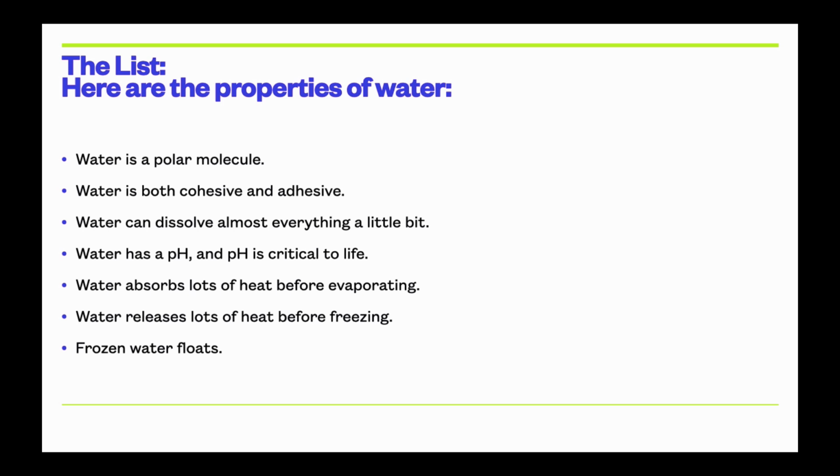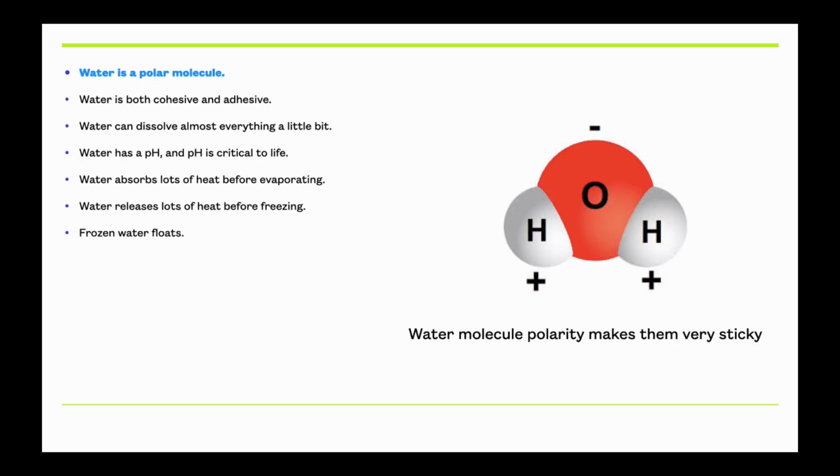Okay, let's take each of these one by one and use some pictures and some interactions here to illustrate what each of these properties means. Okay, first of all, water is a polar molecule. Now, I'm sure most of you already know that the chemical formula for water is H2O. Okay, you've heard that before.